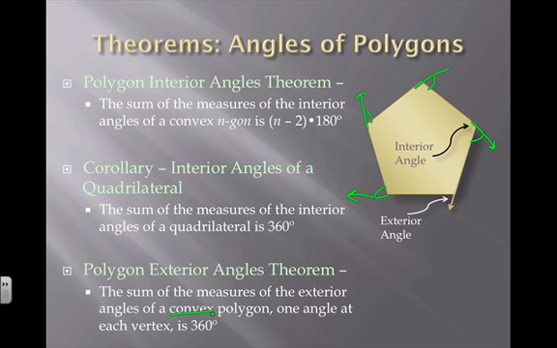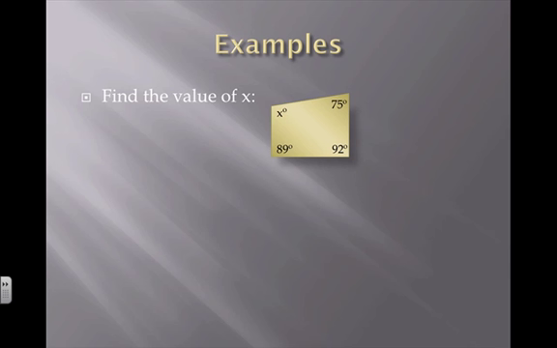It could be a pentagon, it could have 12 sides, it could have 20 sides. No matter what type of polygon you have, all of the exterior angles, if you add them together, will always equal 360 degrees. Okay, so let's put these theorems into practice with our first example. Our first example wants us to find the value of x.